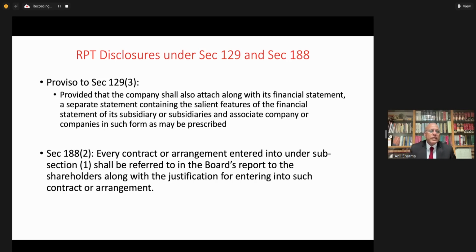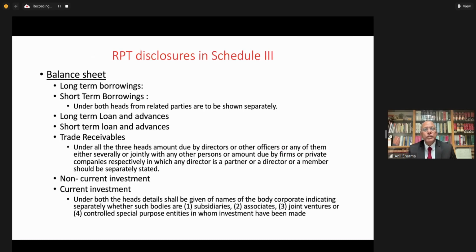Similarly, Section 188 requires every contract or arrangement entered into under subsection 1 to be disclosed in the board report, which goes to the shareholders along with the justification for entering into such contract or arrangement. In fact, the return which is filed with the registrar of companies also has a specific reference to these reports. Schedule 3 has a huge disclosure requirement with regard to related party transactions.